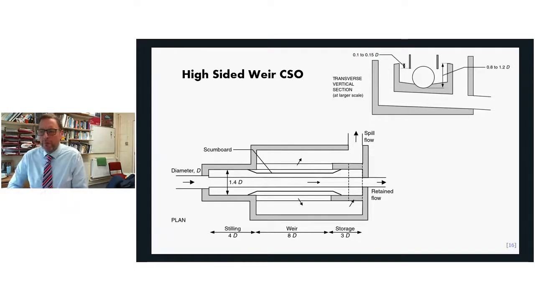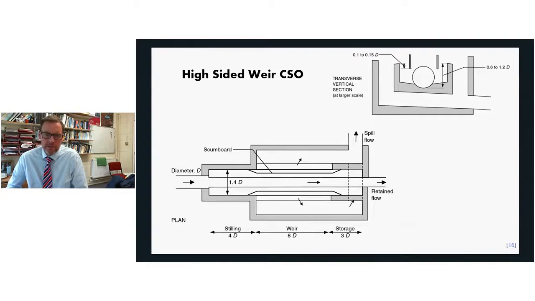So it's worth thinking a little bit about how the CSOs can be configured. So remember, it's the job of the CSO to be like the safety valve in the system. So for most flows, all the flow will go to treatment, even some minor rainfall events, and it's only the bigger rainfall events where it has to direct some of the flow to a water course.